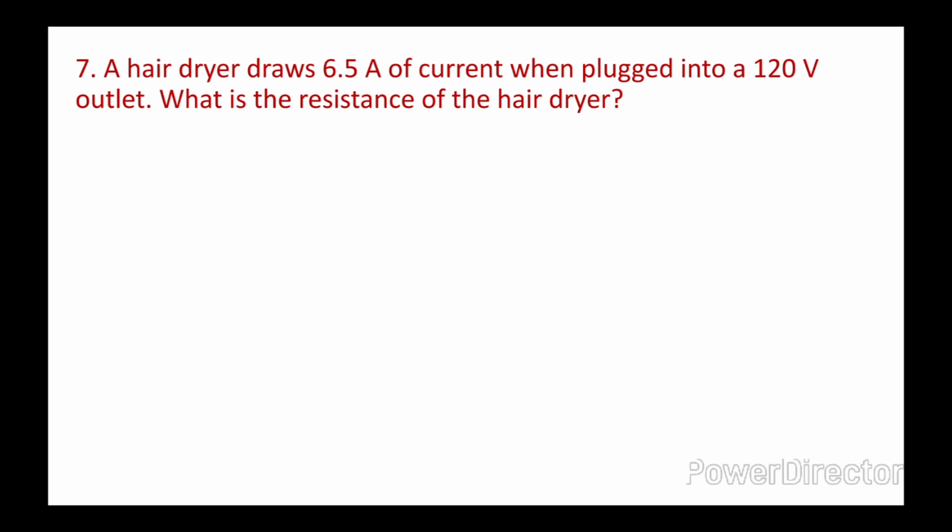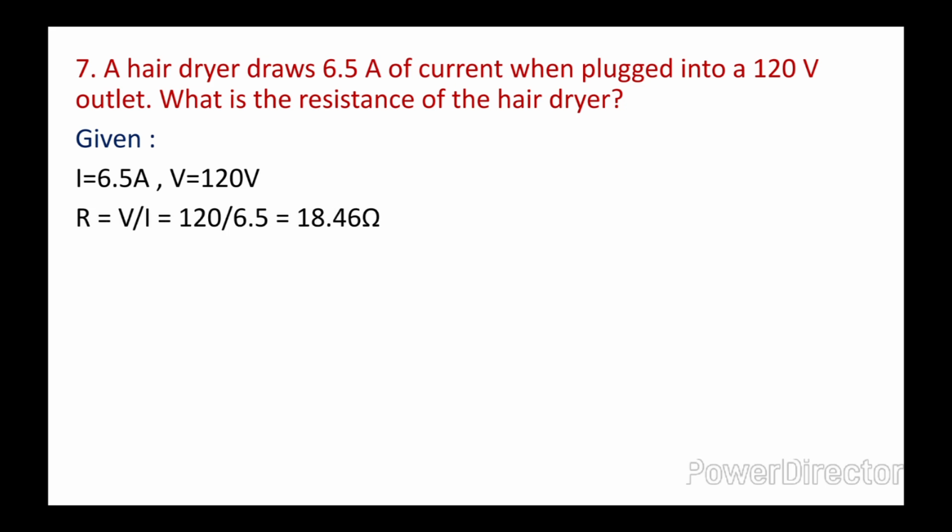And the next question, a hair dryer draws 6.5 ampere of current when plugged into a 120 volt outlet. What is the resistance of the hair dryer? Here you have to calculate resistance R, and they have given current to be 6.5 ampere and voltage is 120 volt. So the formula to calculate resistance is R equals V by I. So substituting the values, you will get 120 divided by 6.5, which is equal to 18.46 ohms.